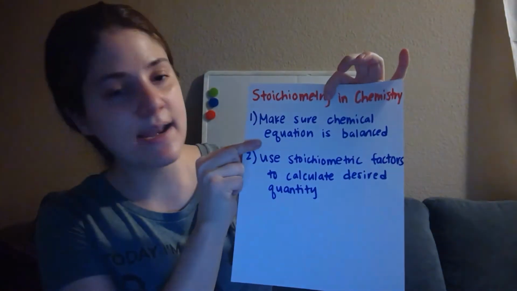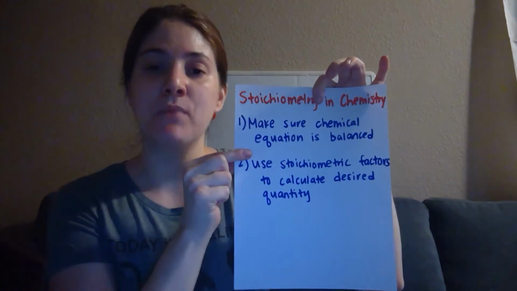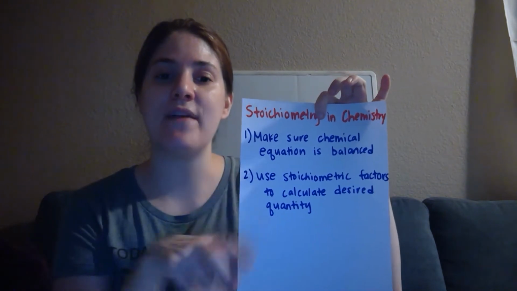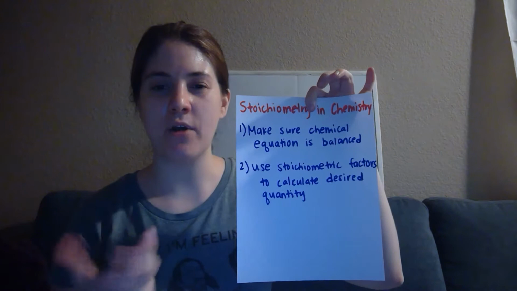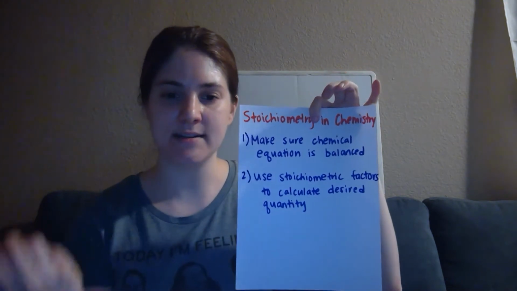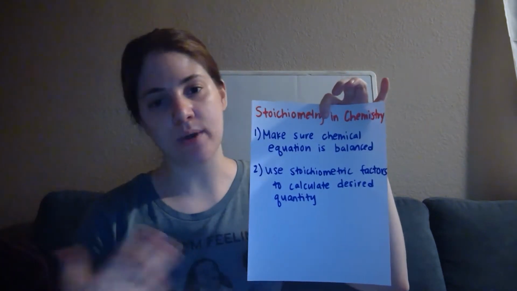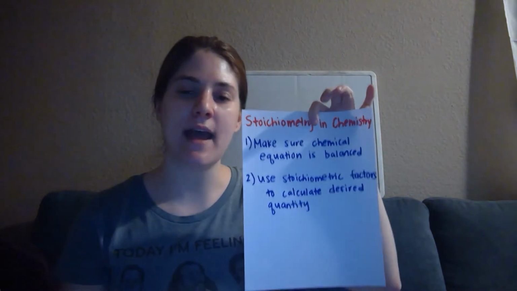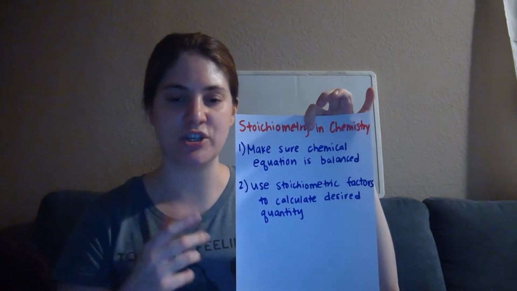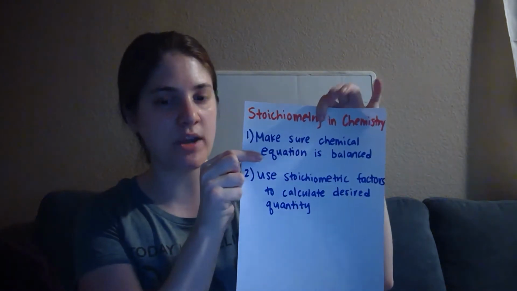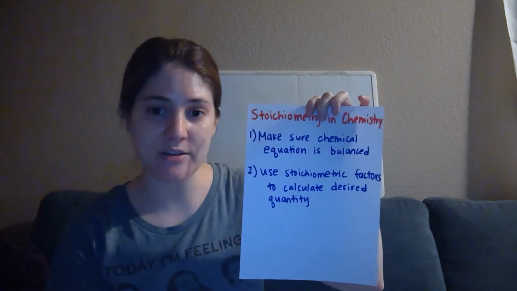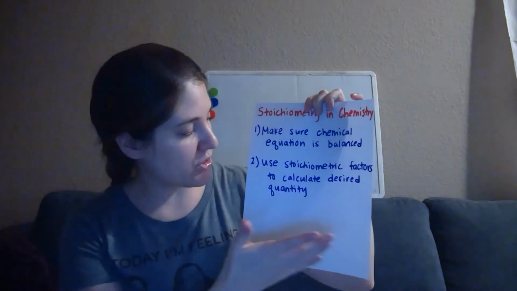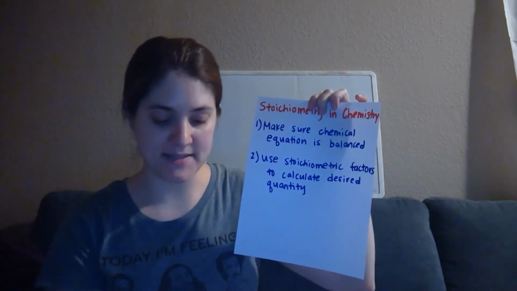So in order to move over to stoichiometry in chemistry, there are 2 things that you need. First, you need a chemical equation, but most importantly, you need to make sure that you have a balanced chemical equation, because stoichiometry is all about those ratios of reactants to products. If you don't have a balanced equation, then you're not going to have the right relationship. So make sure you have a balanced equation, and then you just use those stoichiometric factors or ratios in order to calculate the desired quantity.